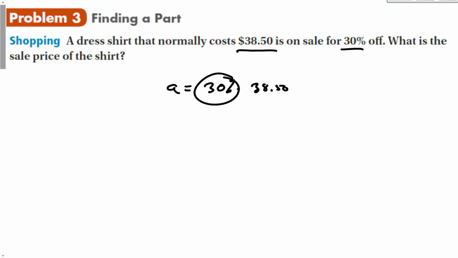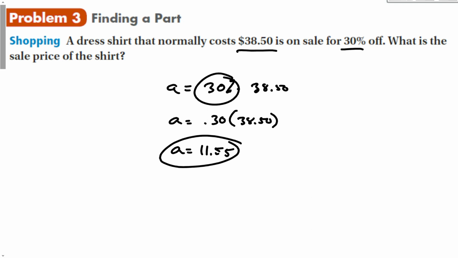Okay. Now, when we use the percent equation, same thing is that we can't plug a percentage into the percent equation. So what we're going to have to do is change that to a decimal. Okay. And we're going to take 0.3 times 38.50. And it gives me 11.55. Okay. So now the trick is to figure out that this is 30% off of the shirt.